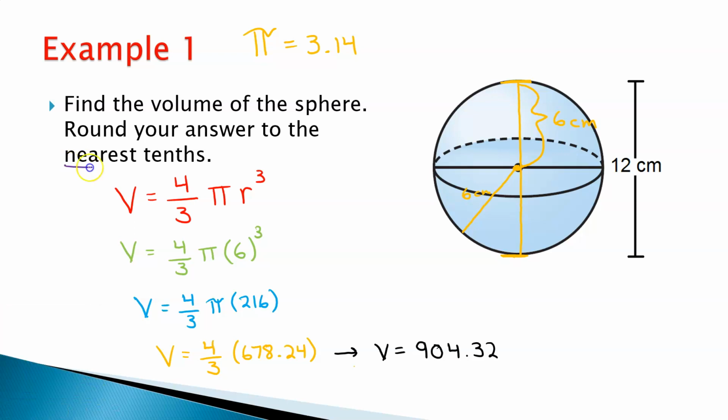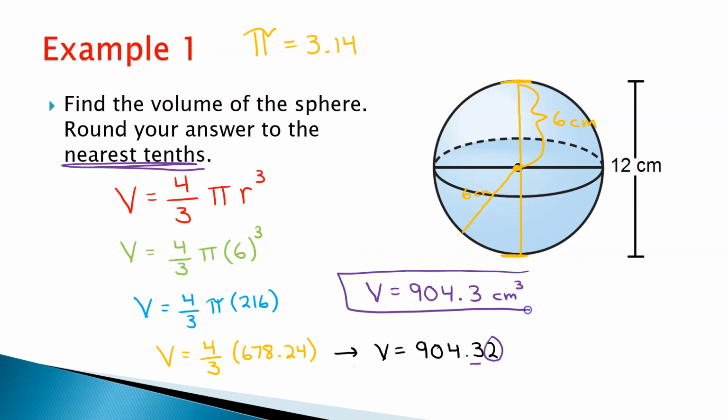So that is my volume, but they wanted us to round it to the nearest tenth. So let's go ahead and finalize our answer. Volume of the sphere to the nearest tenth would be the 3's place here. To the right, there's a 2, so it's going to stay as 904.3, and don't forget the units, centimeters cubed. This is 3-dimensional space that we're talking about. That is our final answer. Volume is equal to 904.3, rounded to the nearest tenth place.